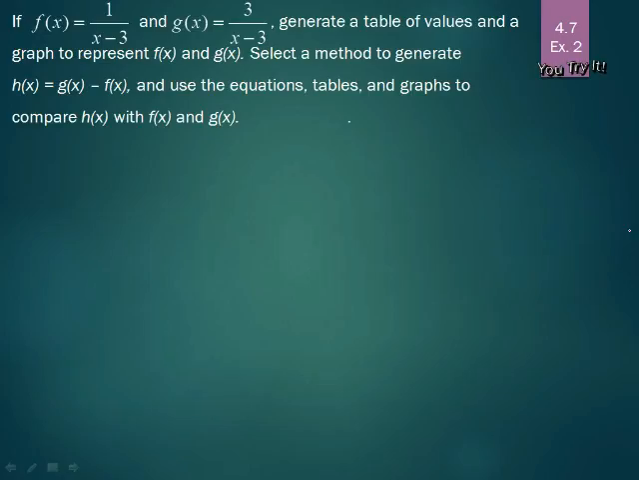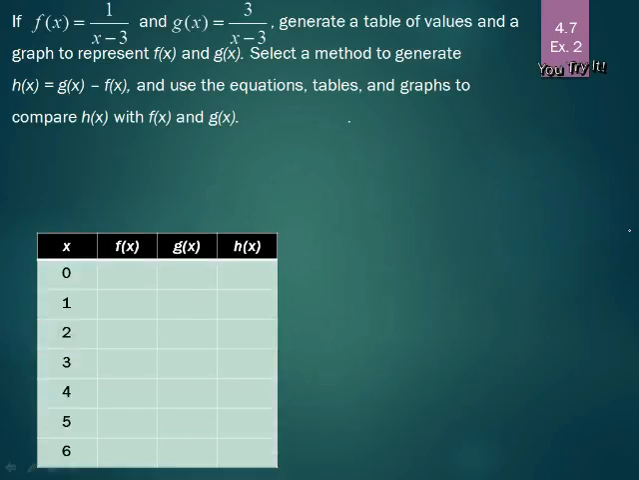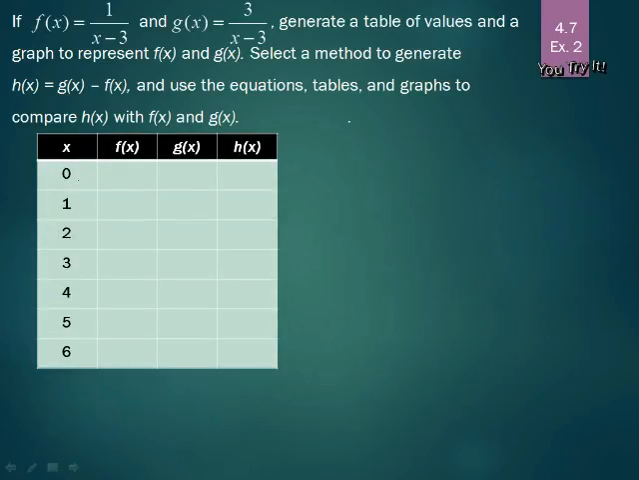Okay, so let's go ahead and generate a table of values of these first. So just plugging in these different values, if we plug in 0 to f of x, we get 1 divided by 0 minus 3, which is negative 3, so negative 1/3. And then plugging in 1, 1 divided by 1 minus 3, 1 minus 3 is negative 2, so that's just 1 over negative 2, or negative 1/2. And then using that same method, I'm just going to go ahead and fill in the rest of these.